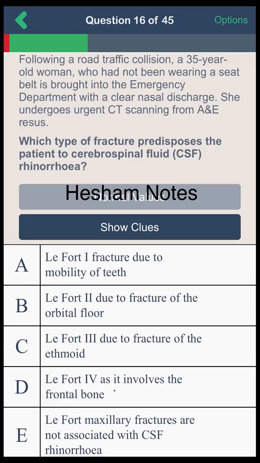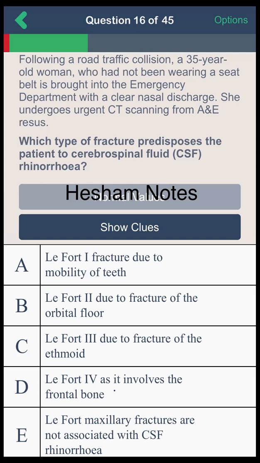Following a road traffic collision, a 35-year-old woman who had not been wearing a seat belt is brought to an emergency department with a clear nasal discharge. She undergoes urgent CT scanning. Which type of fracture predisposes the patient to cerebrospinal fluid rhinorrhea?